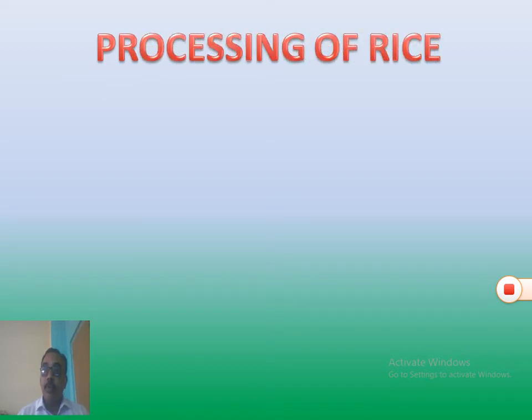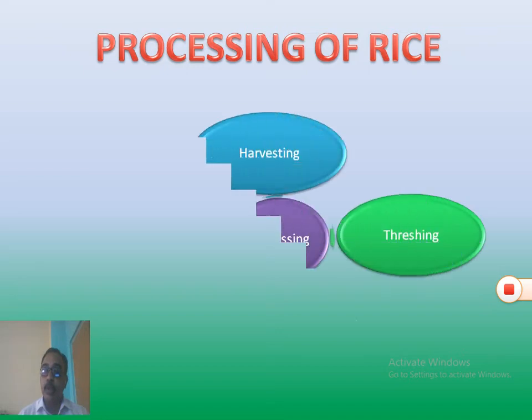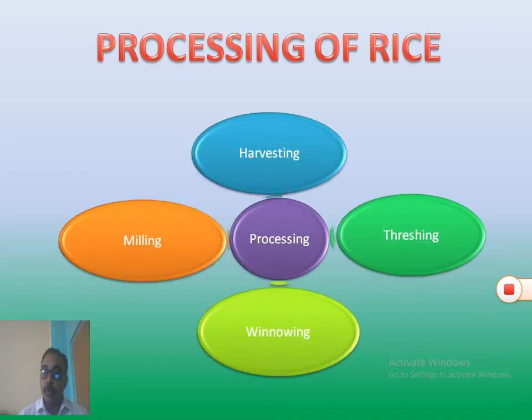Now, after we harvest the rice, we have to process the rice. Now, what are the steps of processing? Obviously, harvesting is one part, then threshing, winnowing, and milling. So, let us see one by one what this is.